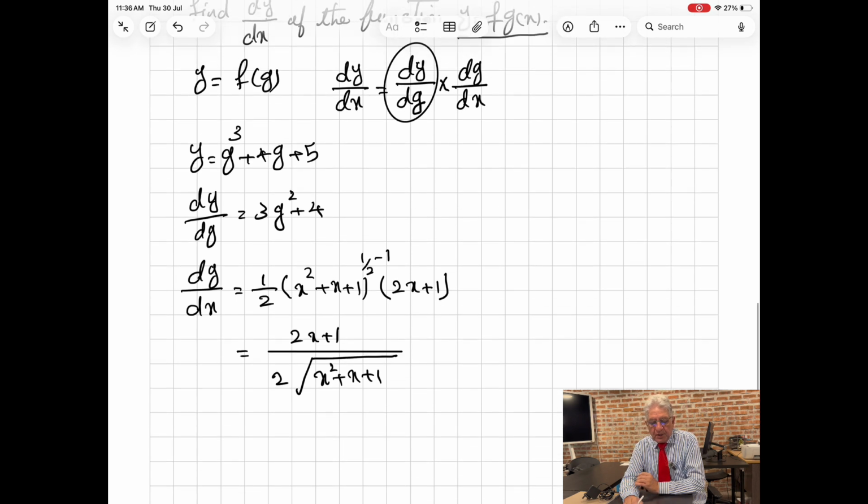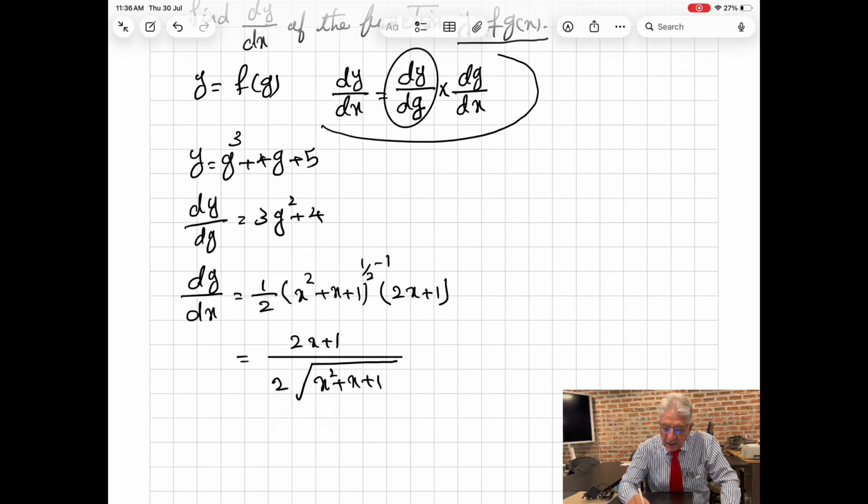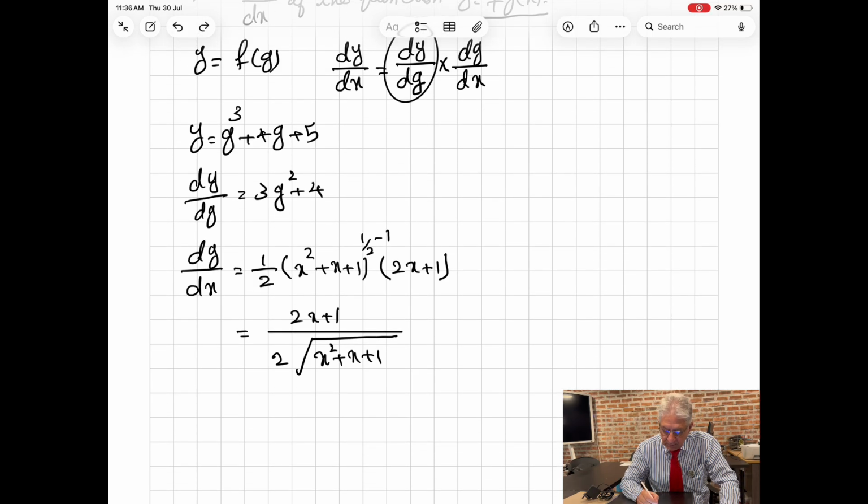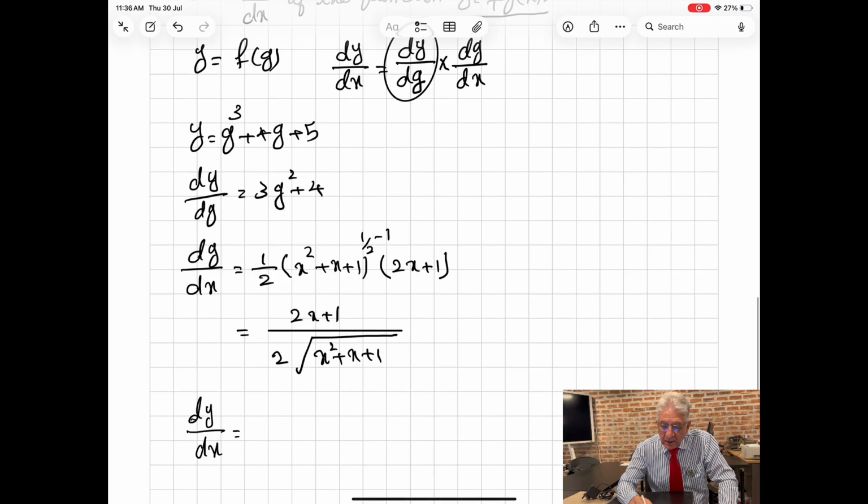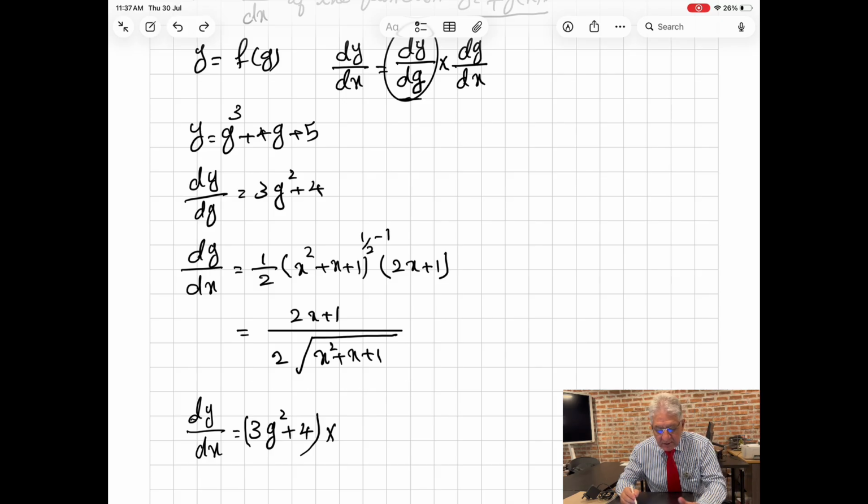Now, if we substitute all this into this equation, we are going to get dy by dx equal to dy by dg, which we calculated as 3g squared plus 4, multiplied by dg by dx. dg by dx is this one here, so I can say this is 2x plus 1 divided by 2 times the square root of x squared plus x plus 1.